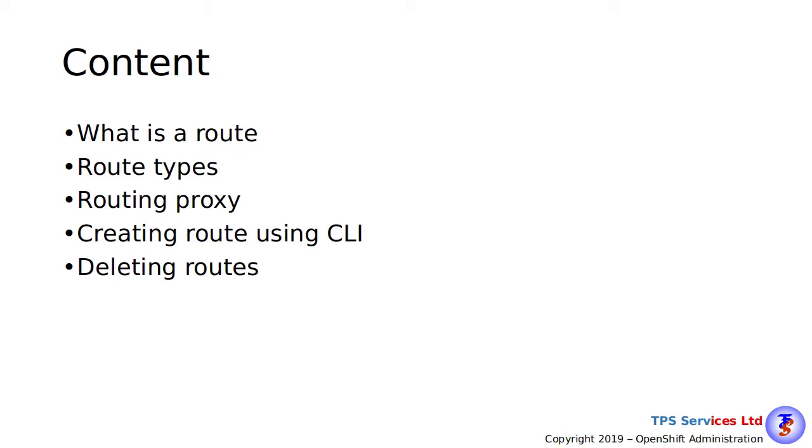In this session, I'll talk about what a route is in OpenShift, the types of route that you might have, and in particular, we're looking at how a routing proxy works and how you actually get your external traffic into your pod. We'll look at how to create a route on the command line and then how to delete the routes when you're finished with them.